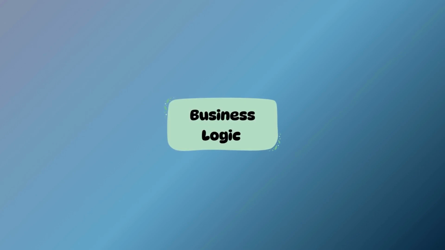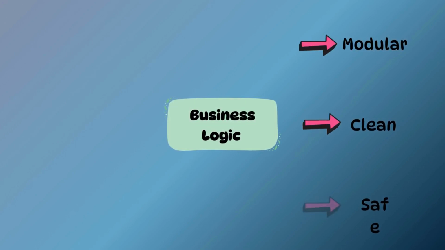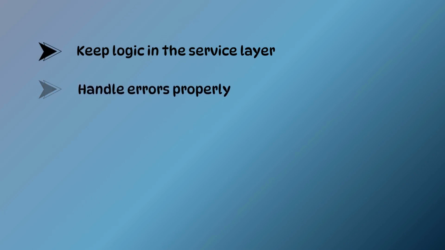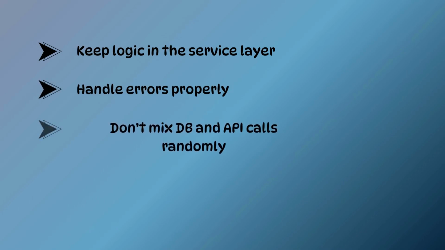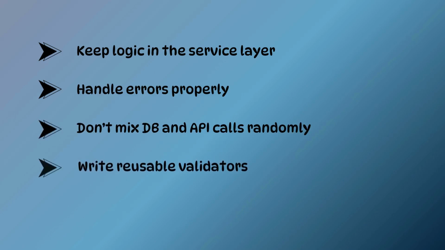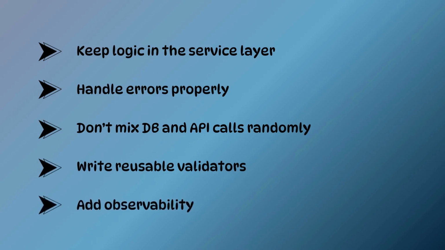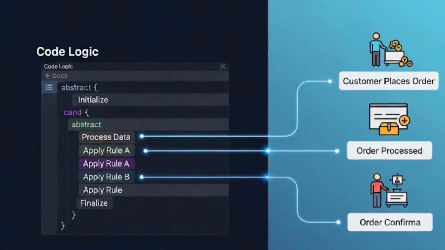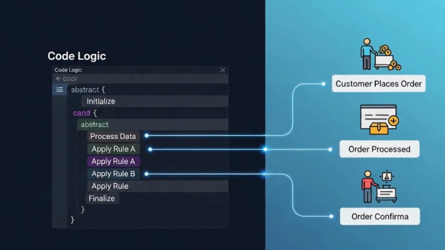To keep your business logic clean, modular, and safe, keep logic in the service layer, not in controllers or routes. Handle errors properly. Don't let one failure cascade. Don't mix DB and API calls randomly. Sequence them with care. Write reusable validators for input and business rules. Add observability with logs, metrics, and tracing. The goal? Logic should reflect real world behavior, not just code structure.